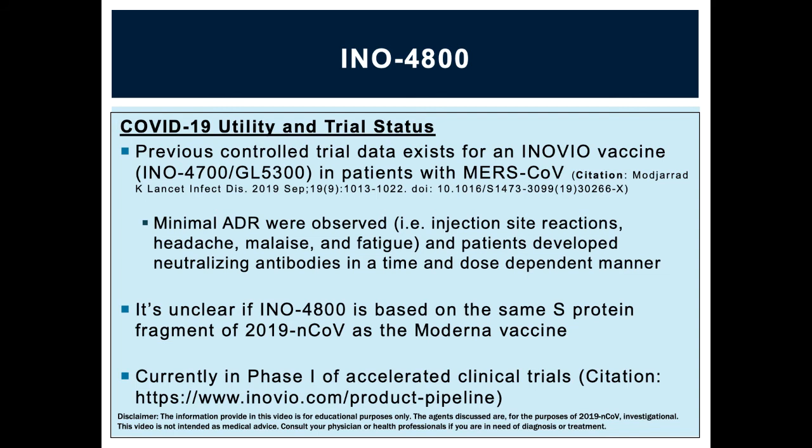vaccine. Previous controlled trial data exists for Inovio vaccine INO 4700, also known as GL 5300, and this was used in patients with MERS-CoV. In this case, minimal adverse drug reactions were observed, including injection site reactions, headache, malaise, and fatigue. In this study, patients were found to develop neutralizing antibodies in a time and dose-dependent manner. INO 4800 is currently in Phase 1 accelerated clinical trials.